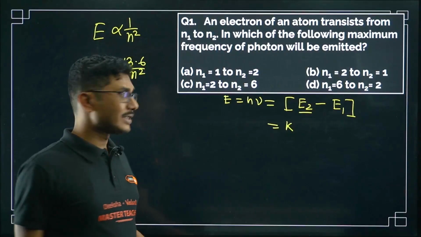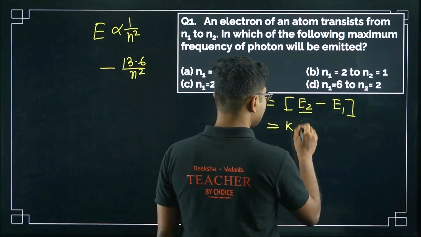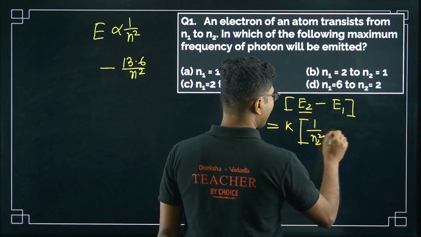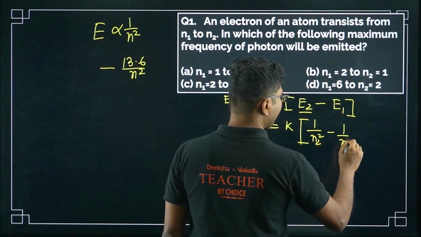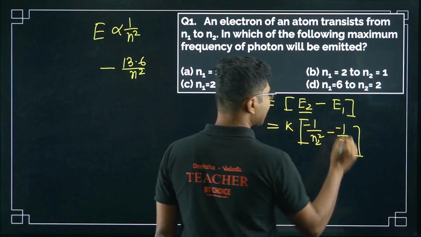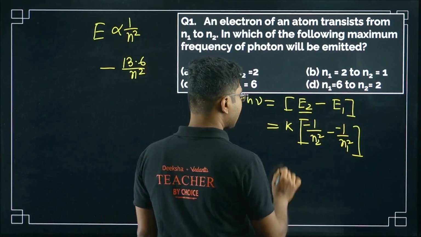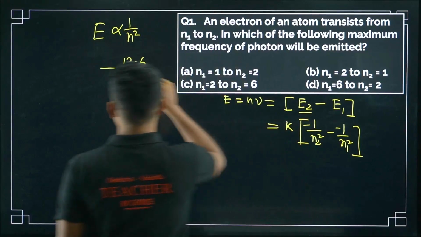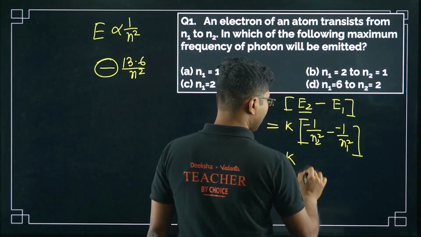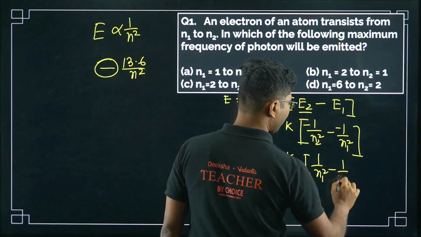If it were hydrogen it would be minus 13.6, but otherwise it is simply 1 upon n2 square minus 1 upon n1 square. Now there is a negative sign we have to include, otherwise the overall sign will be negative, which is not correct. So we get 1 upon n1 square minus 1 upon n2 square.